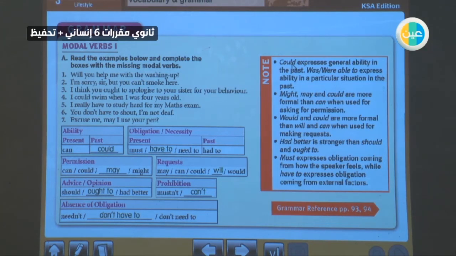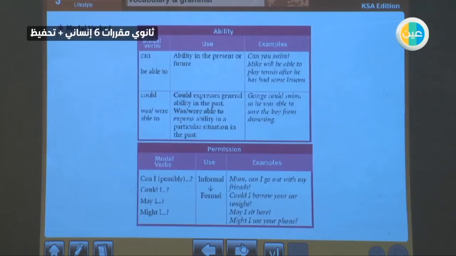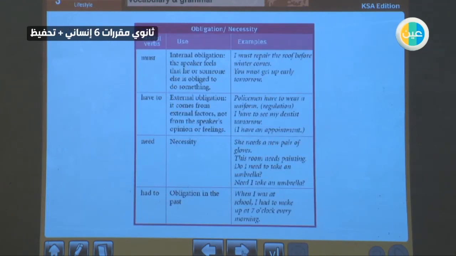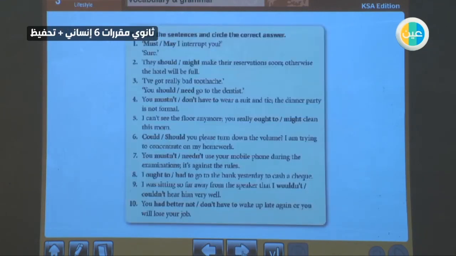Must expresses obligation coming from how the speaker feels, while have to expresses obligation coming from external factors. Let's say you must study hard, but you have to stay at your home these days. You have to. Here you have full explanations for them, the form, the use, and examples. Please check them. Okay, let's do this exercise.